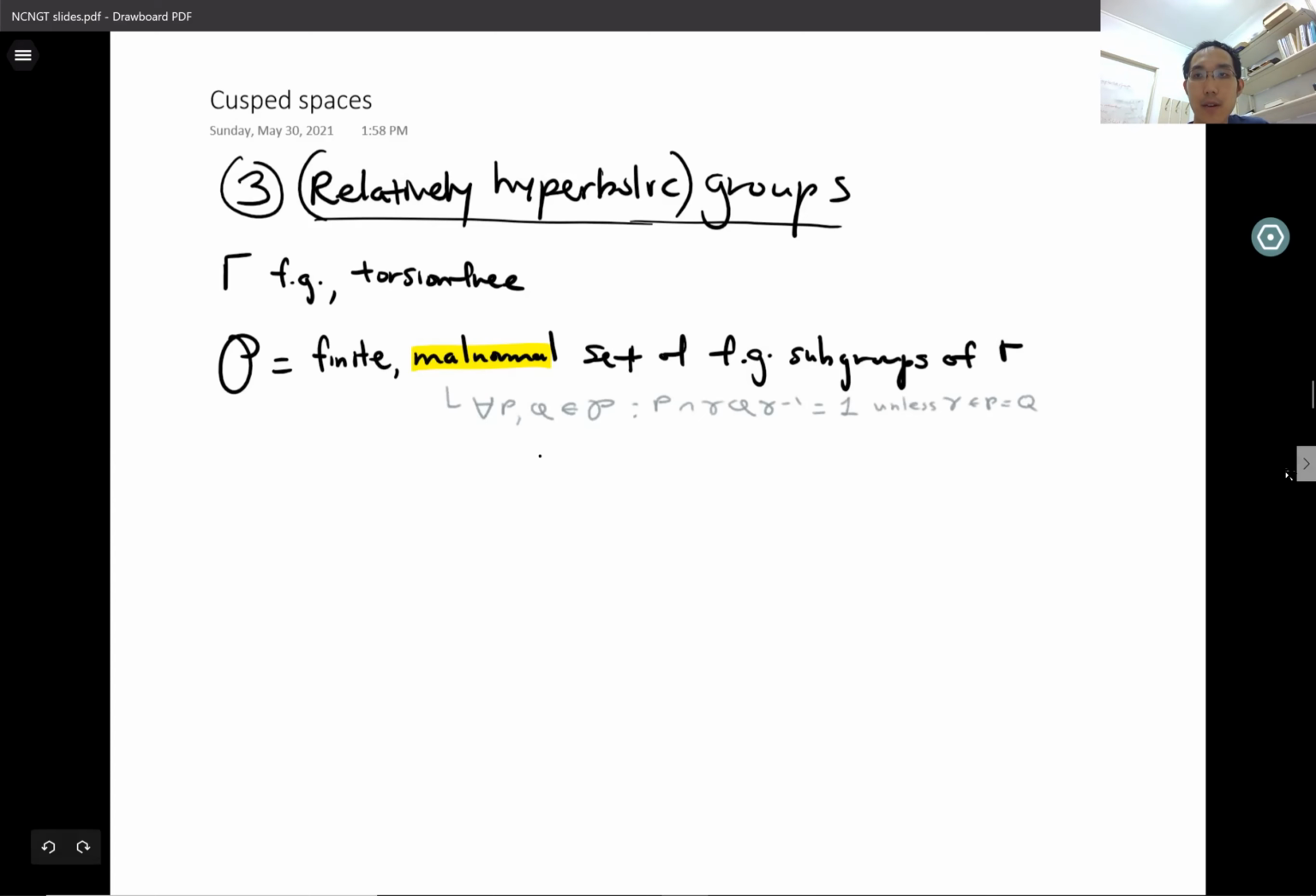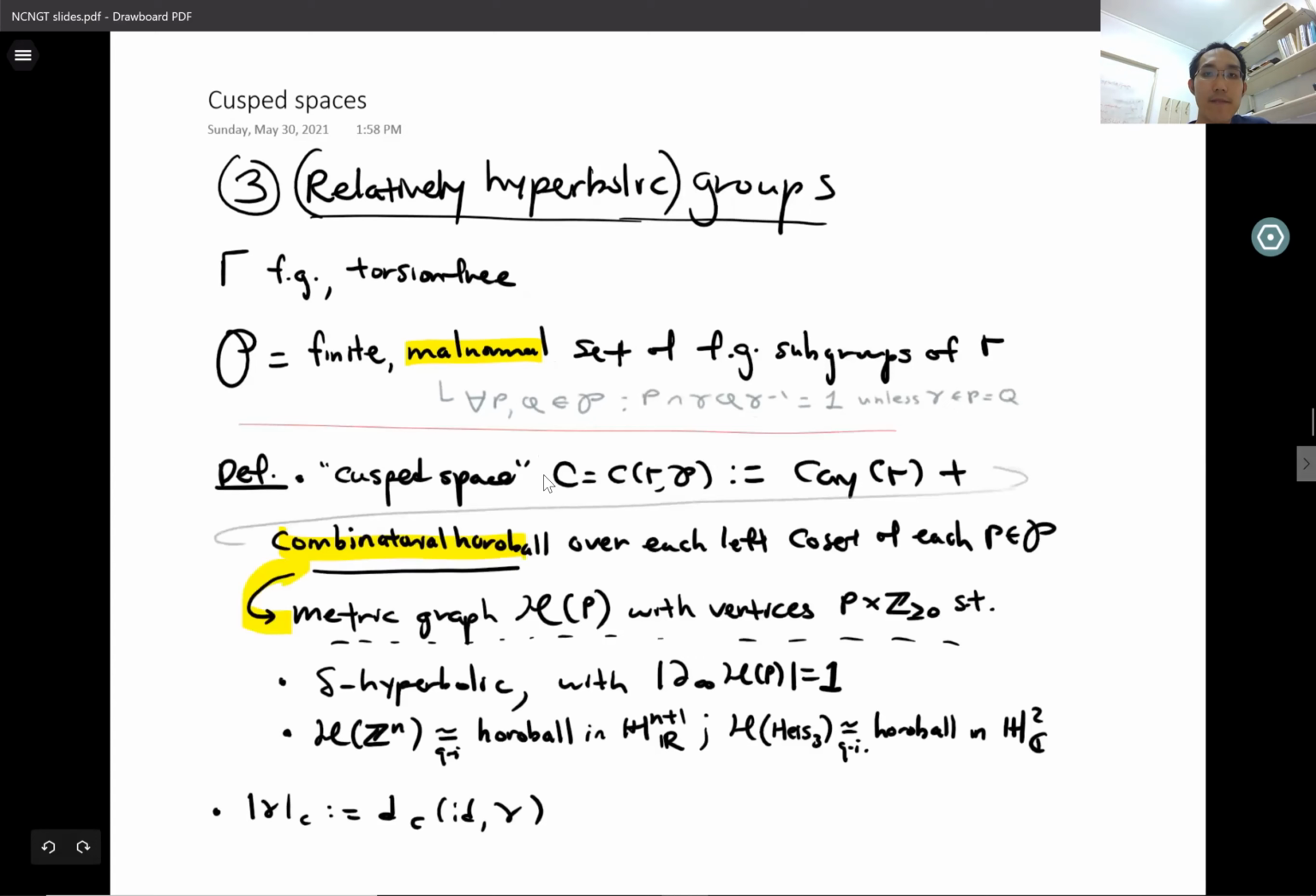Given this data of gamma and curly P, we can form a metric graph C, which we call the cusp space. And the space is given by taking a Cayley graph for gamma for a suitable generating set, which I'm suppressing here, and gluing in a combinatorial horoball over each left coset of each peripheral subgroup. What's a combinatorial horoball? It's a metric graph whose vertex set is given by the group that you're forming the horoball over across the positive integers. So we're going to glue it into the corresponding Cayley subgraph along the bottom level of vertices.